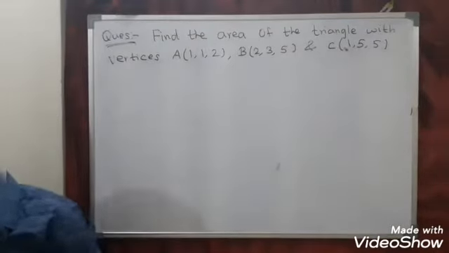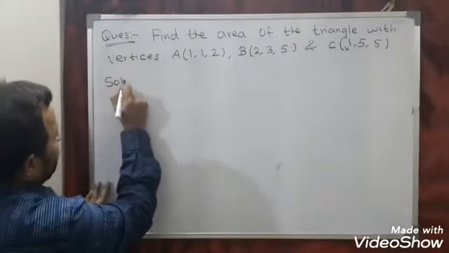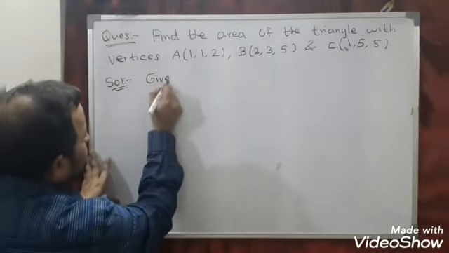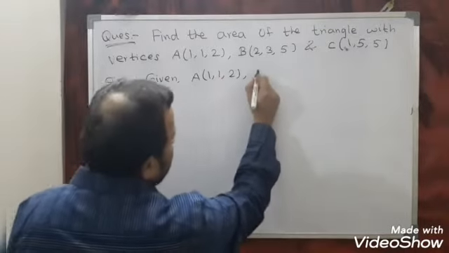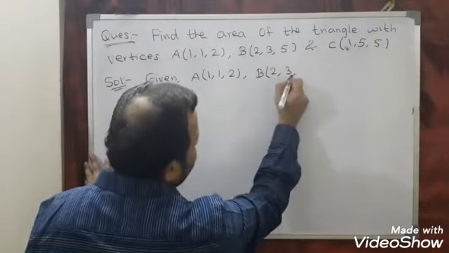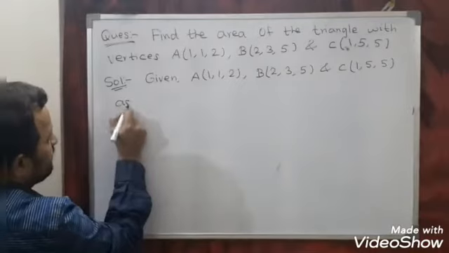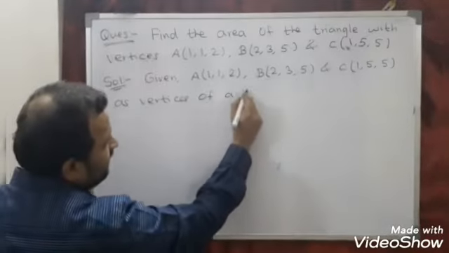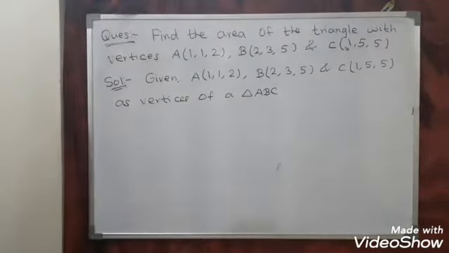Let us see this question. So we have to find the area of the triangle. The area of the triangle is again the same. So here I can say given A(1, 1, 2), B(2, 3, 5) and C(1, 5, 5) as vertices of a triangle ABC. So this is the given information. The formula for the area of a triangle we know.